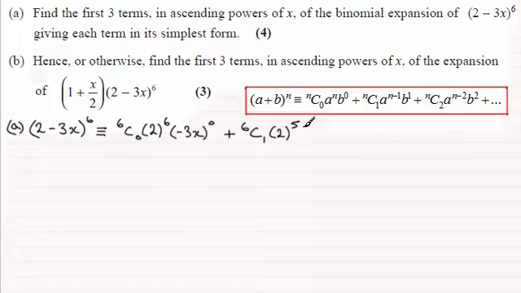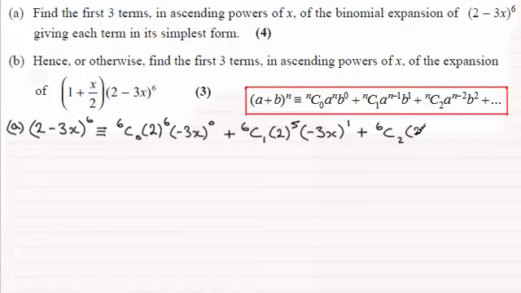Now we increase the power on the b term, minus 3x. It was 0, it's now up to 1. All the time, check that these two powers always add together to give you the power here. 5 and 1 is 6. Here we've got 6 and 0 is 6. Always a good check. Last term now, third term, is 6C2.